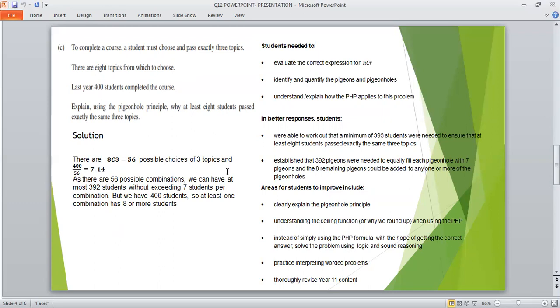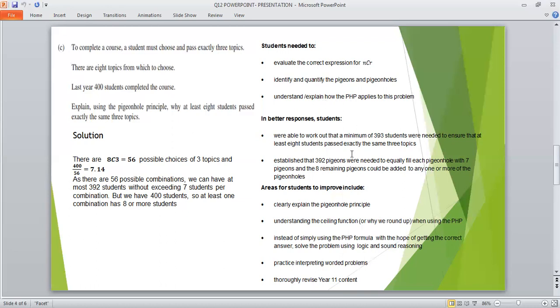And in this example, the first thing that, of course, they needed to do was to evaluate the correct expression for 8C3, the number of possible choices in the problem. What was needed for them was to identify and quantify the pigeons and the pigeonholes. And many had problems with that. And then, of course, we expect them to understand and explain how the pigeonhole principle actually applies in this particular scenario.